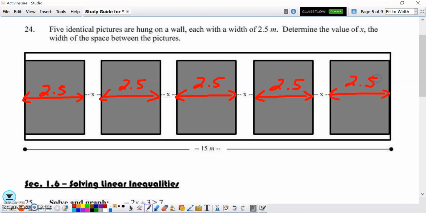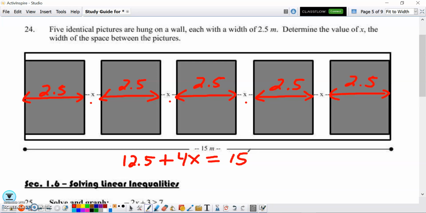All right, and all of that together with the x's is 15. So I'm going to set up an equation. First of all, if I add the 2.5, that's 5. 2.5, 2.5, that's another 5. And all together, I believe that's going to be 12.5. So adding all of those together, I get 12.5 plus 1, 2, 3, 4 x's. And I know that it's supposed to equal a total of 15.